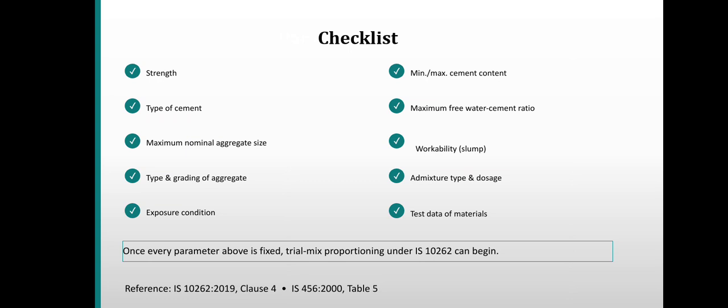To conclude, a successful concrete mix design depends not only on calculations but also on the correct selection of materials and accurate laboratory test data. Careful attention to these parameters ensures that the concrete produced is strong, durable, workable, and economical.